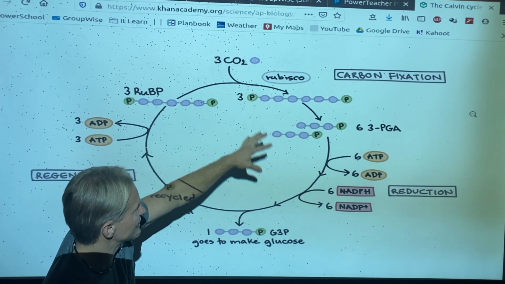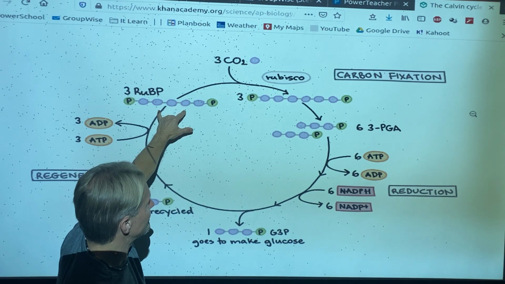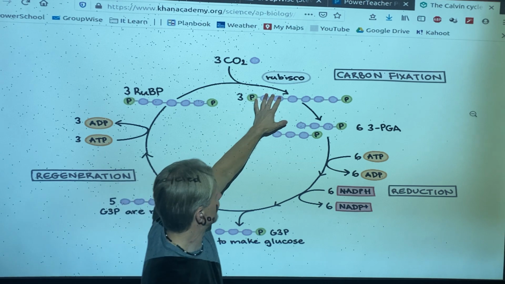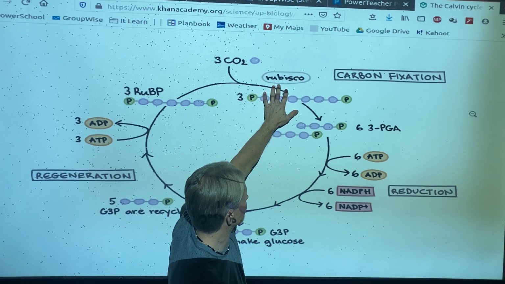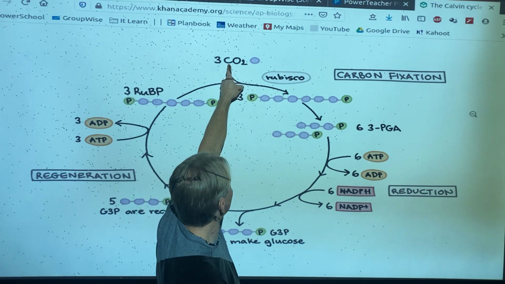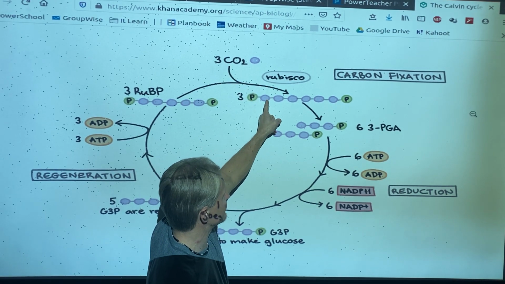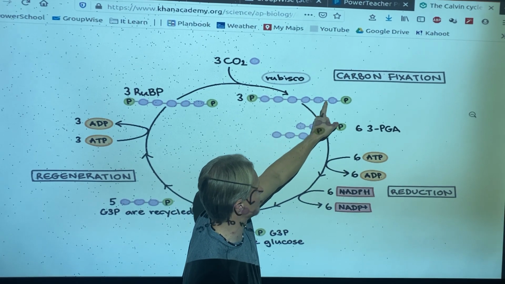It's the whole crazy series of processes. Okay? So what's going to happen with RuBP is another molecule is going to make this work. It's the catalyst called rubisco. It's going to take a carbon from CO2 and it's going to stick it on there. So now we've got 6. 1, 2, 3, 4, 5, 6.